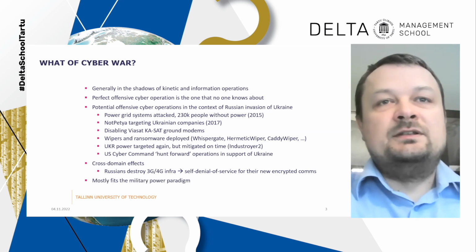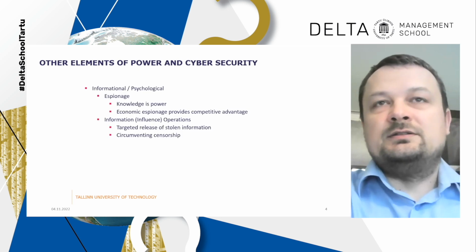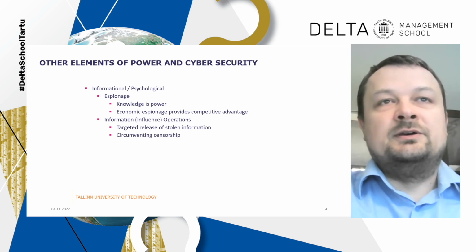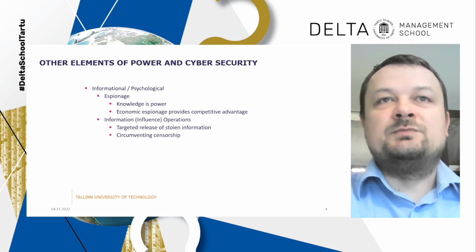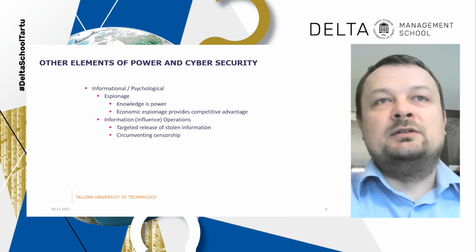So these are examples that nicely fit into the military power paradigm, and now let's look at some others, because there are other elements of power, and they are also relevant from the cybersecurity perspective. First, we have the informational psychological. Espionage has long been a favorite pastime between states, and cyber has made it more effective. So, if you want to know about what your adversary is up to or what their capabilities are, cyber is probably one way to achieve this awareness. If you want to boost your economy without spending too much time on research and development, economic espionage, again, something that very easily works with the cyber offensive paradigm.